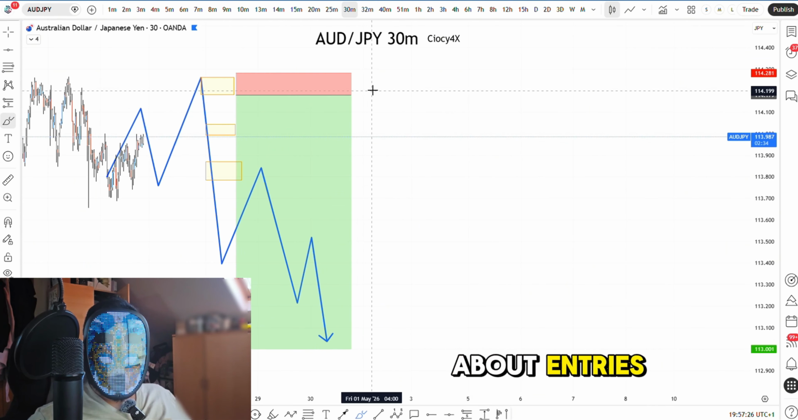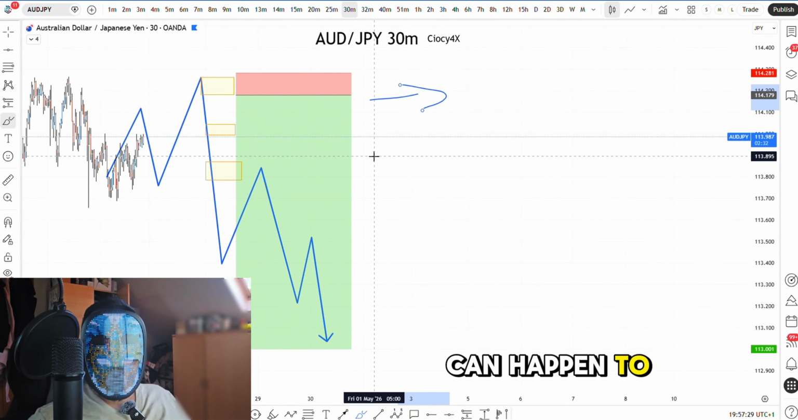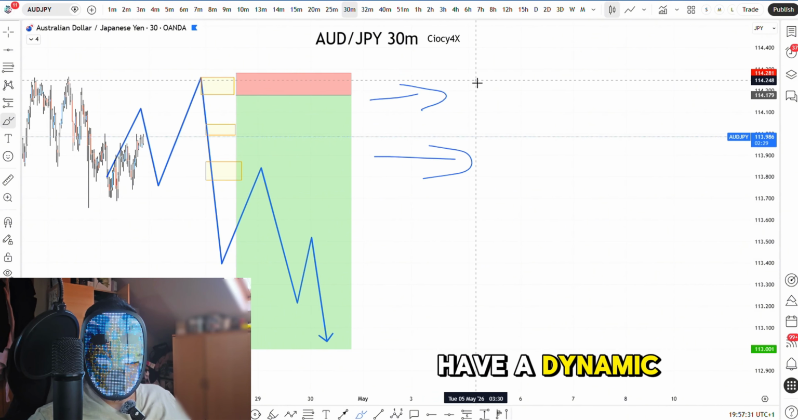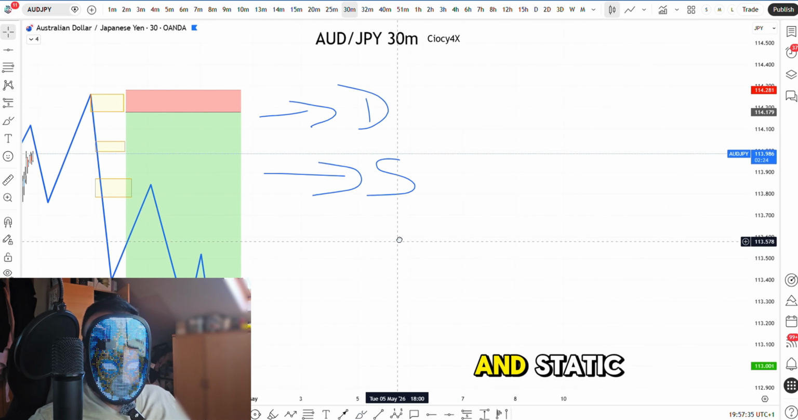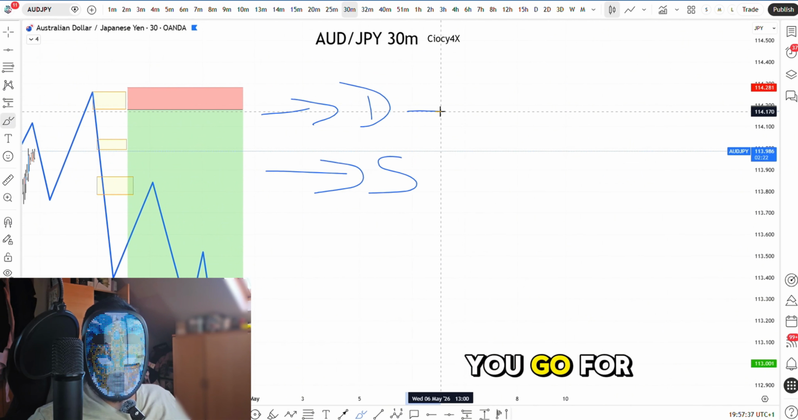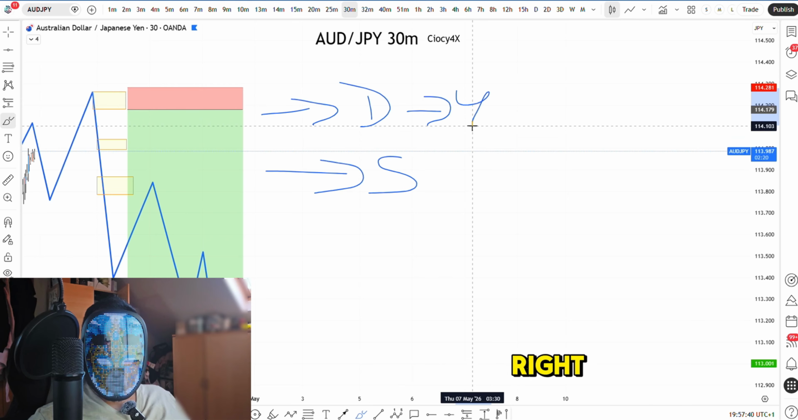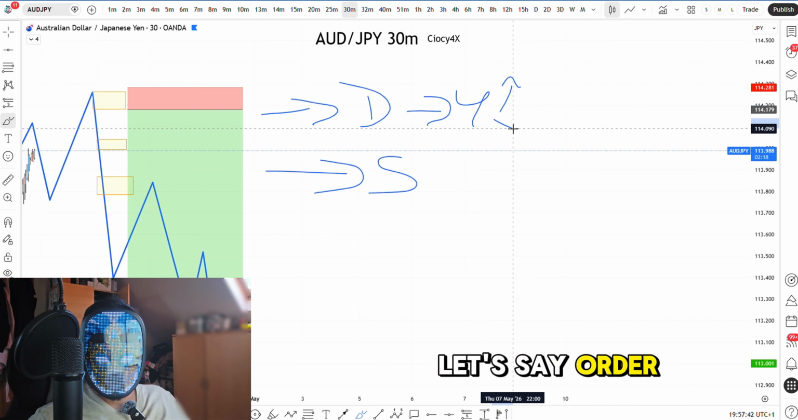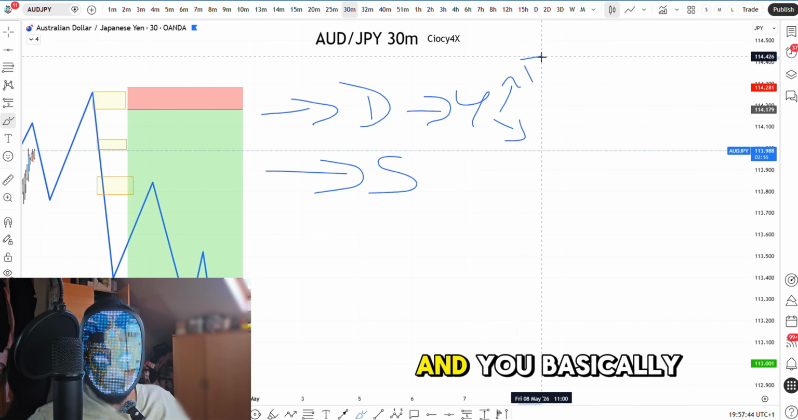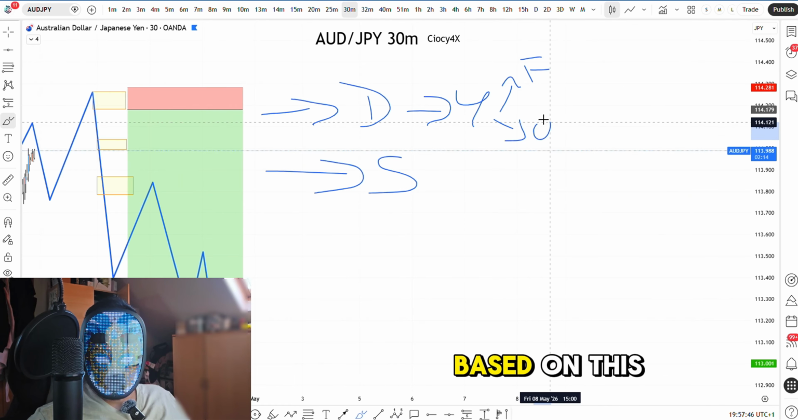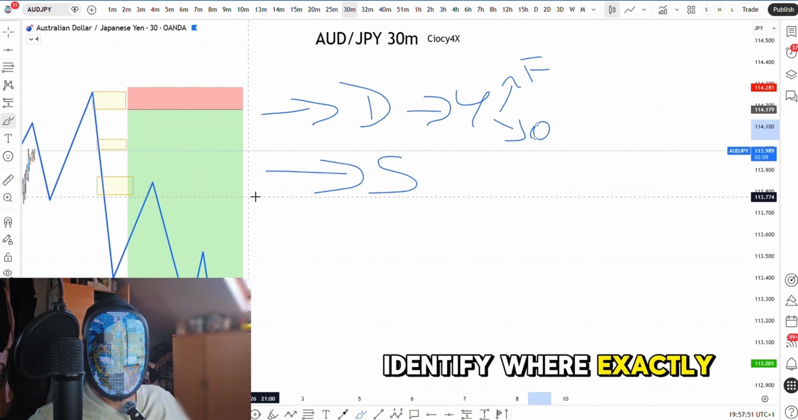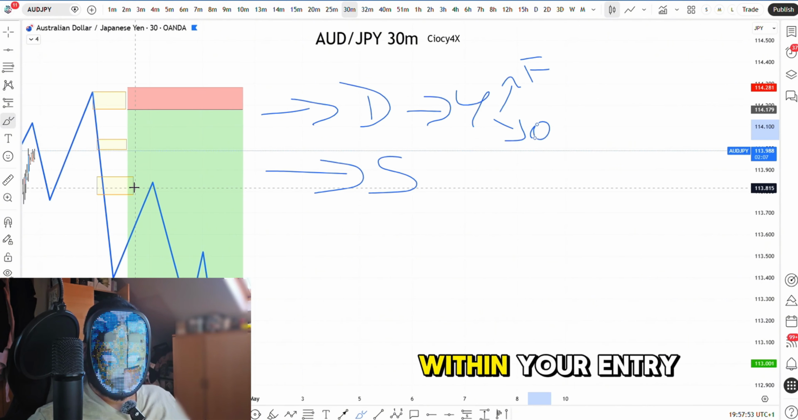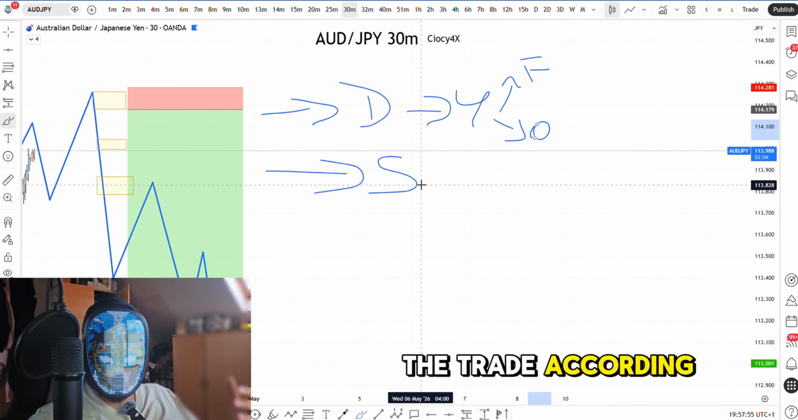When it comes to entries, you have only two circumstances that can happen to you, right? So you have a dynamic type of entry and you have a static type of entry. What do you mean by dynamic and static? Dynamic is when you go, for example, to YouTube, you learn a concept, right? So let's say fair value gap, let's say order block, whatever it can be. And you basically, based on this theory and the concept that you study, you try to identify where exactly price creates them within your entry criteria and you take the trade according to that.